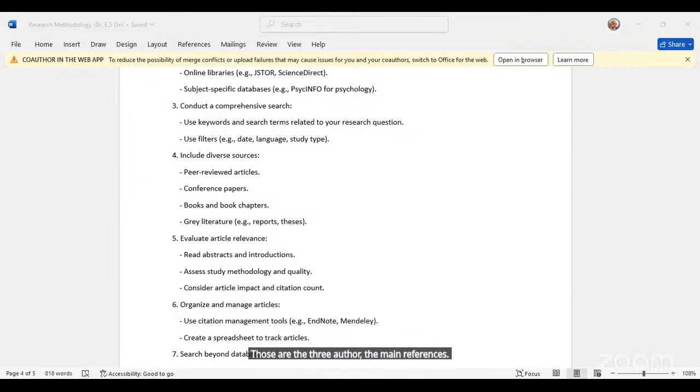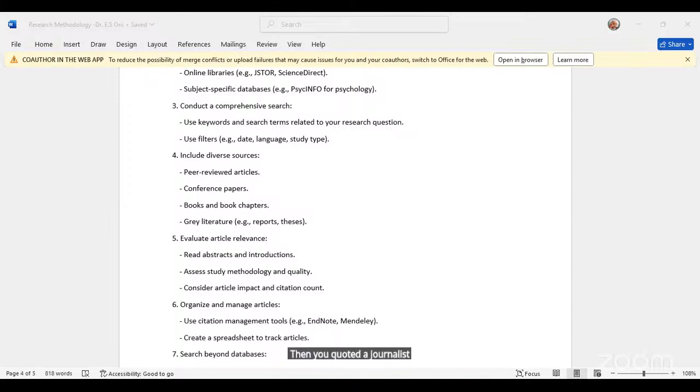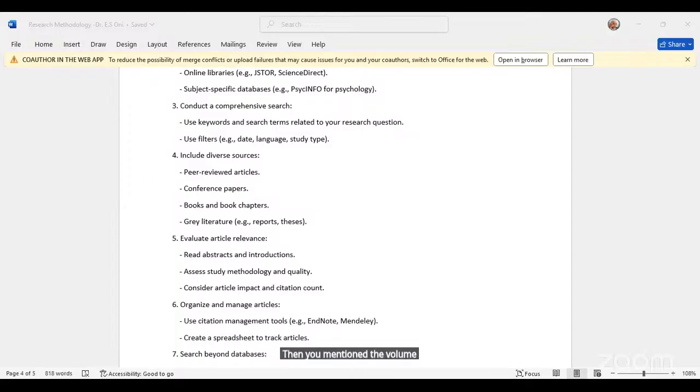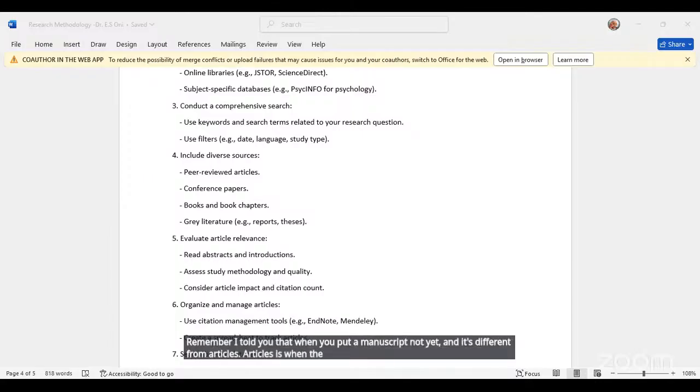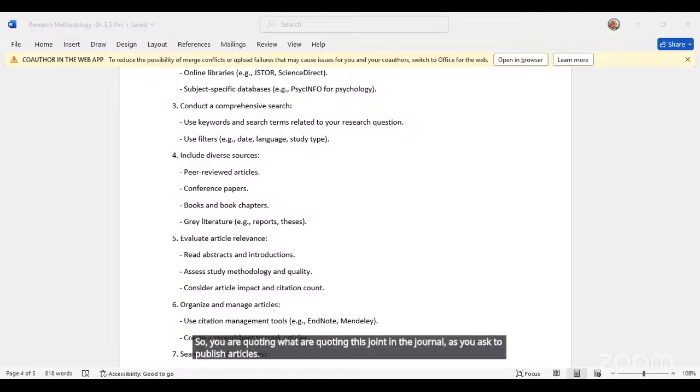Then you mention the title of the article, then the name of the journal, which you italicize, where they published the article. Then you mention the volume, the issue in brackets, and the pages of the article. Remember, I told you that a manuscript is different from an article. An article is when the manuscript has been accepted for publication after the peer review. So what you are quoting in the journal is an article that has already been published, not a manuscript.